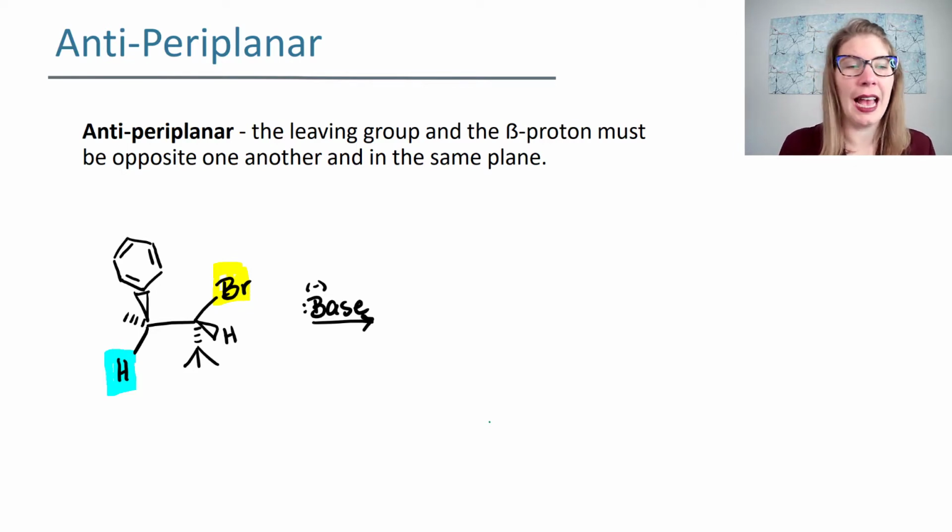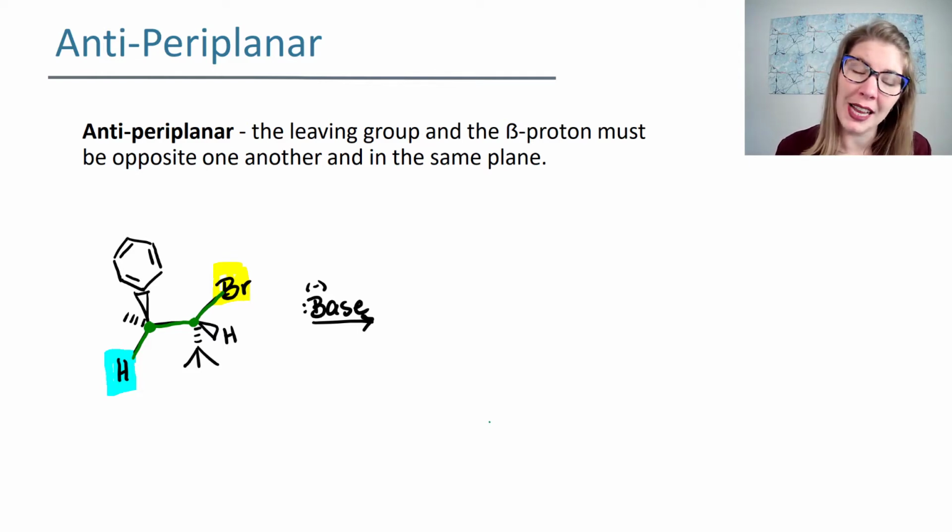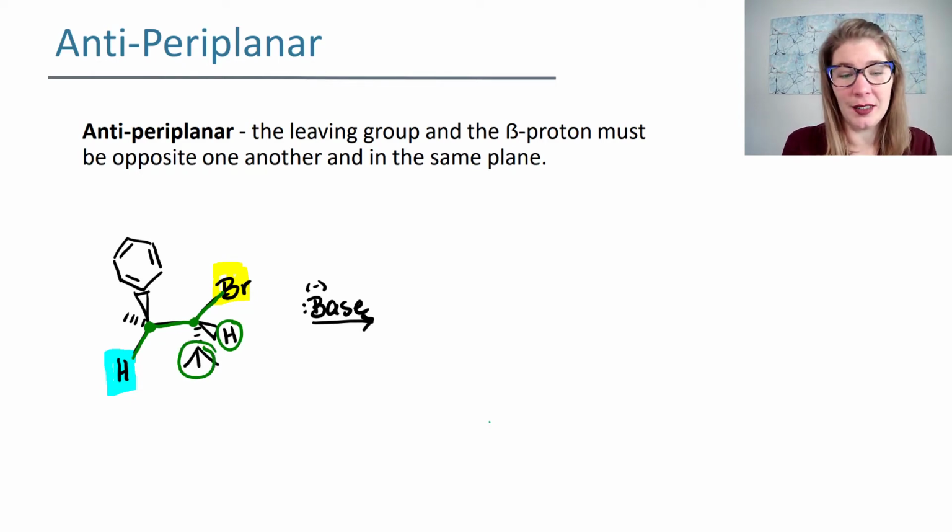Let's take notice how the beta proton and the leaving group, plus these two carbons, the alpha and the beta carbon, they're all in the same plane. Whereas the phenyl, which is the fancy word for benzene as a substituent, is coming out of the plane of the page. The methyl is going behind the plane of the page. Over here, this hydrogen is coming out, and this tert-butyl is going behind.